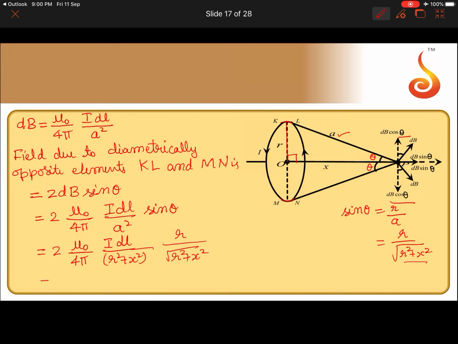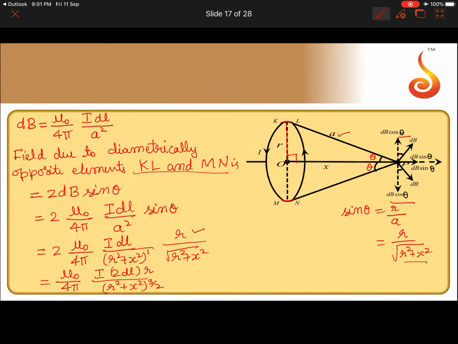If you simplify this, this will be mu naught by 4 pi, I into 2 dl into R divided by R square plus X square whole to the power, see, this is 1, this is half, so 1 plus half is 3 by 2. So this is the field due to two diametrically opposite elements.